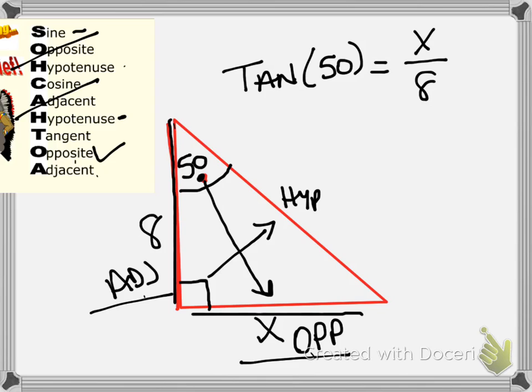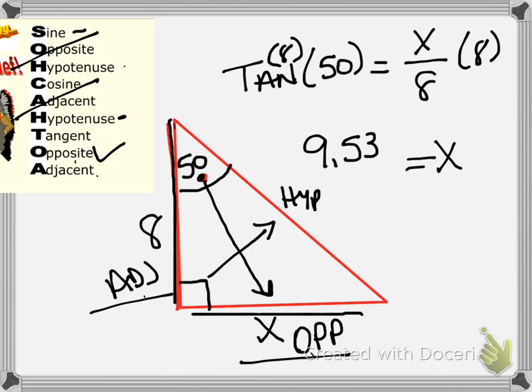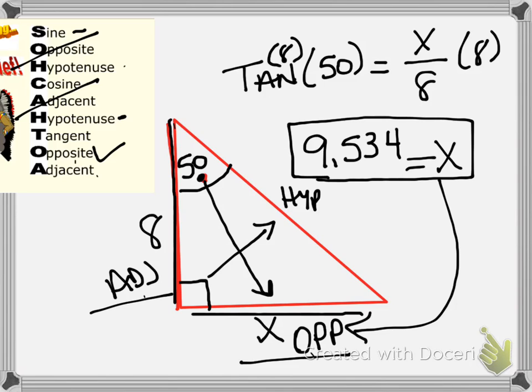Solve for x. What is 8 doing to x? It's dividing. How do we get rid of it? We multiply. Okay, so x is equal to tangent 50 times 8. So we plug that into our calculator, and we get x is equal to 9.534. We want to go 3 decimal places, and that is our opposite side length from our angle that is 50.